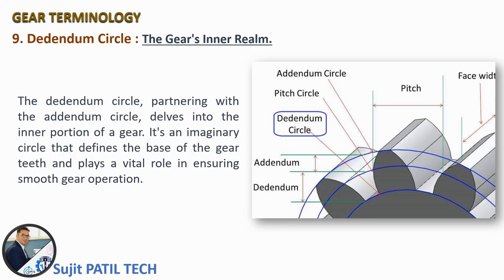9. Dedendum Circle. The gear's inner realm. The dedendum circle, partnering with the addendum circle, delves into the inner portion of a gear. It's an imaginary circle that defines the base of the gear teeth and plays a vital role in ensuring smooth gear operation.